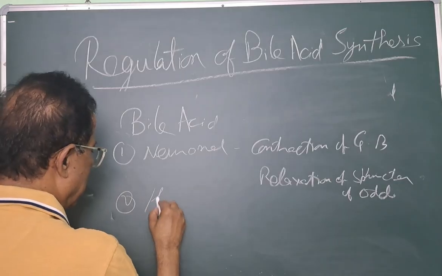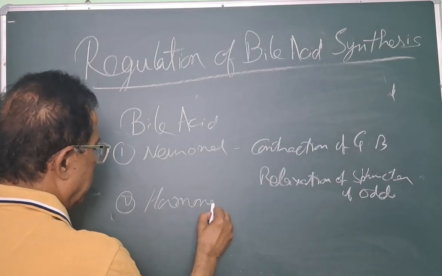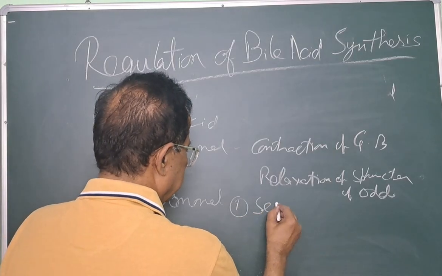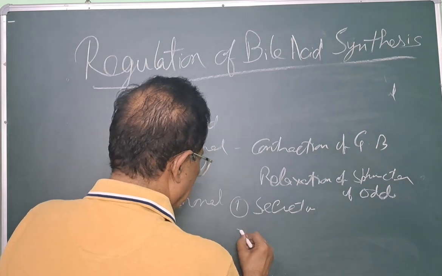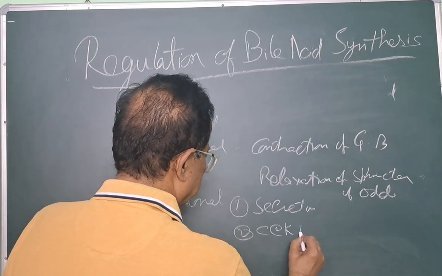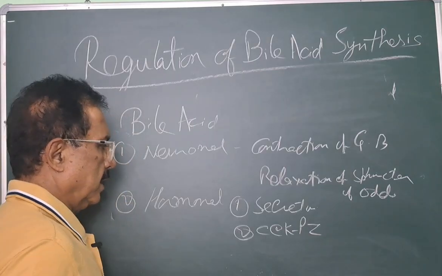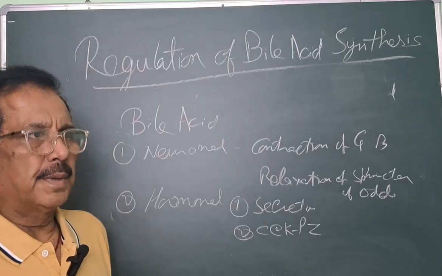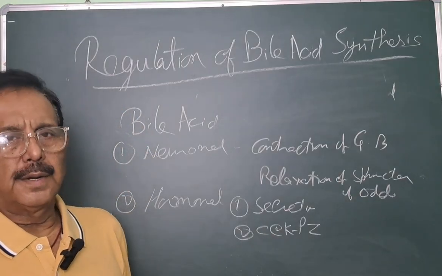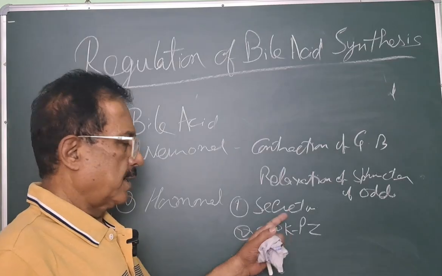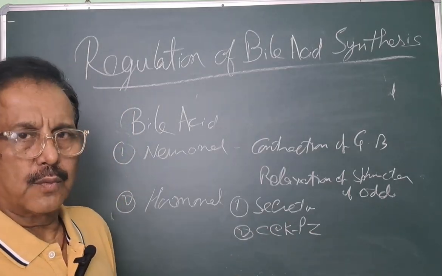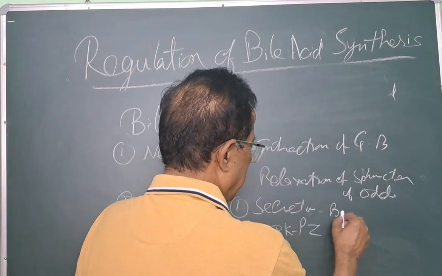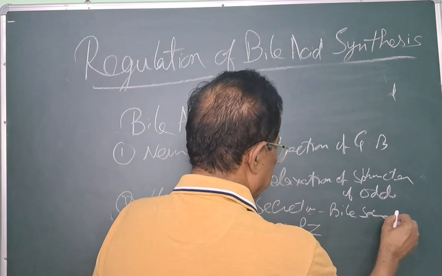Number 2 is hormonal control. In hormones, secretin and cholecystokinin-pancreozymin. Secretin is secreted from S cells present in the duodenum due to the presence of acid and bile acid in the duodenum. This secretin will increase bile secretion.